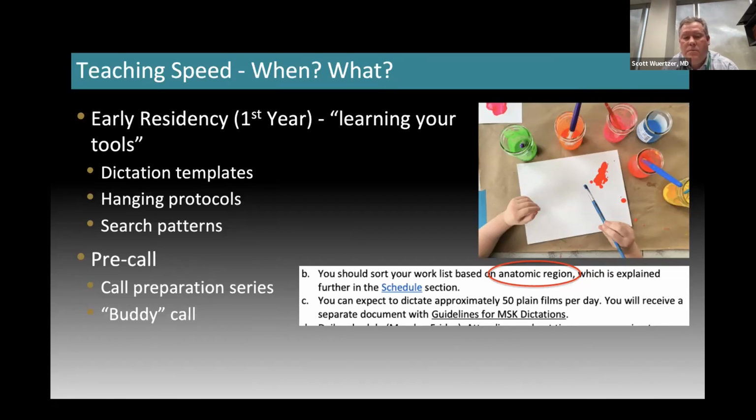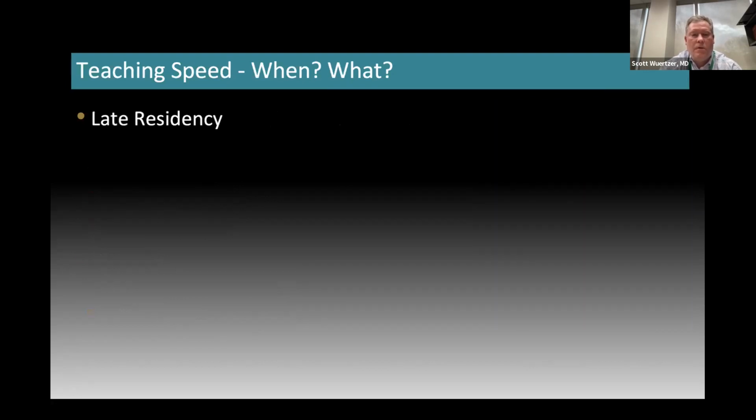We also have them do a buddy call where they're paired up. So the resident that's starting call will be paired up with an upper level. And the idea here is just that they're ready to go, that they've got all the tools that they need. They know where to sit. They know what phone to answer. They know what cues to put things in. And so there's no kind of problems when they do start call.